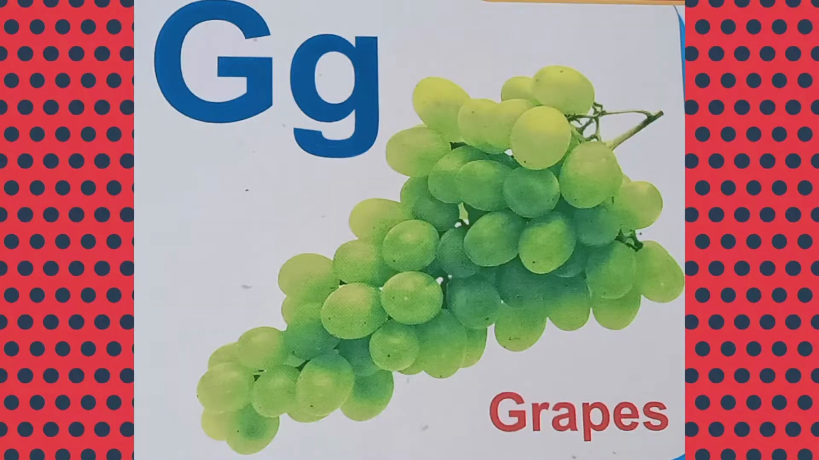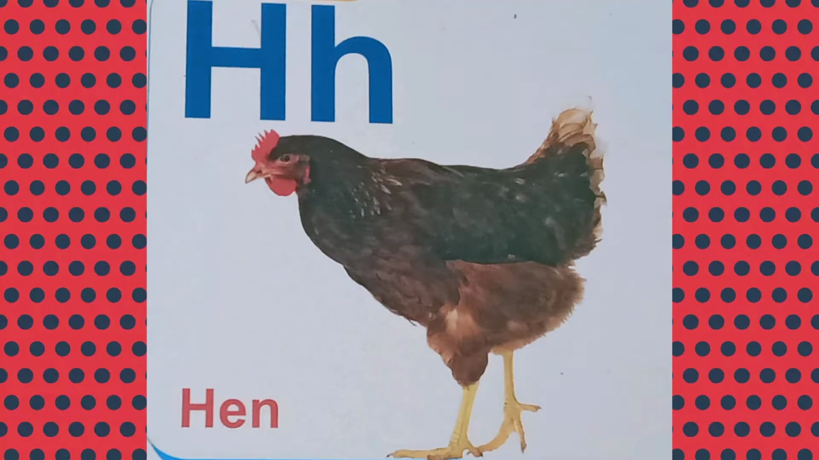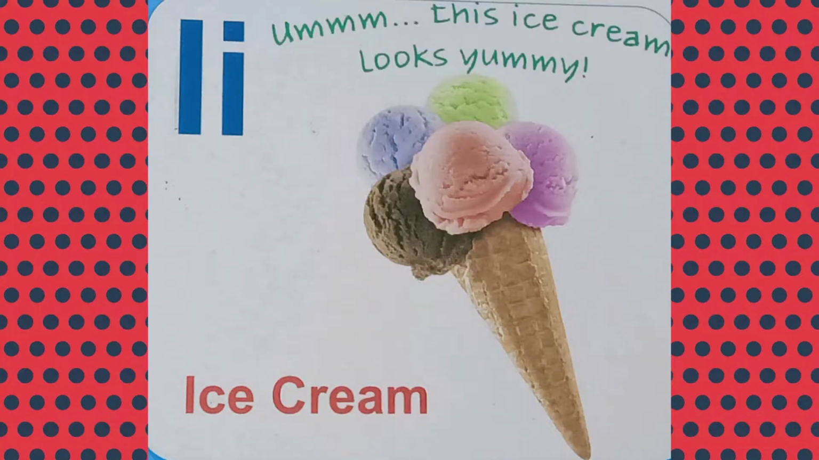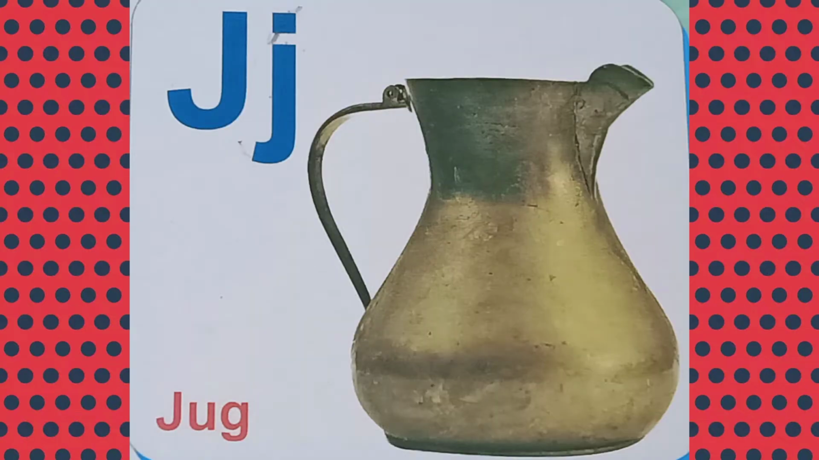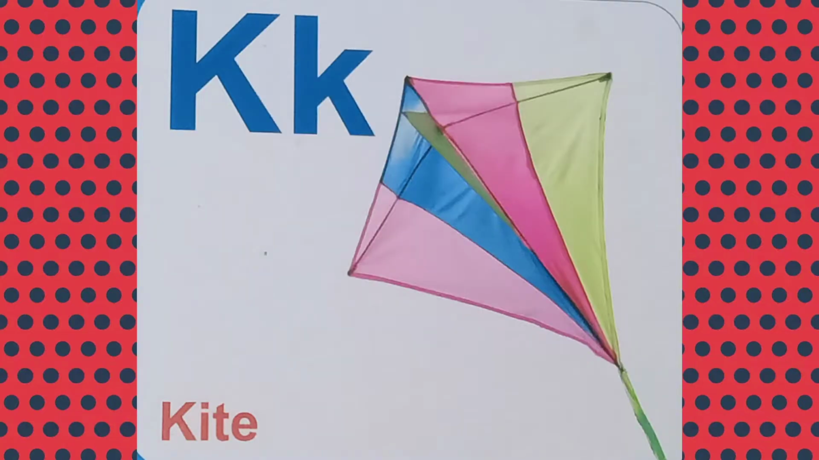G is for grapes. H is for hen. I is for ice cream. J is for jug. K is for kite.